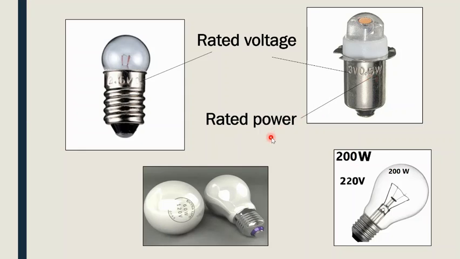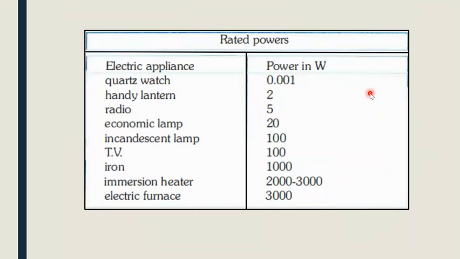The term power means the amount of work done by an appliance. For example, if this lamp consumes 200 watts and this lamp 0.5 watts, the brightness of this lamp would be more, of course, than this lamp. You can see here on the table rated powers of some appliances in your house. You have, for example, the quartz watch. It's the least one. It's the watch that you wear in your hands.